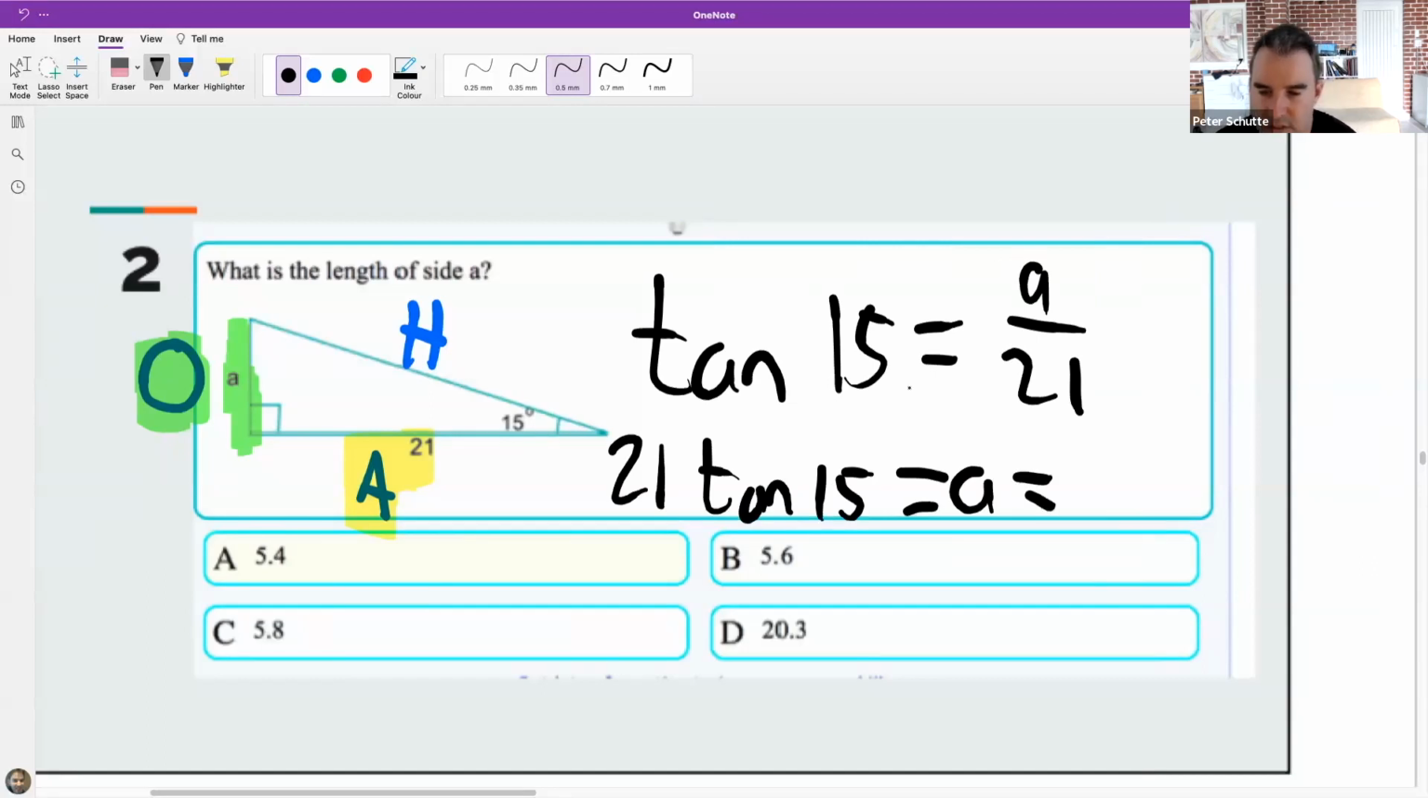Okay, and what did you get? I got 5.6. 5.6. Okay, let me just quickly check. 21 times tan of 15. And I get 5.62, which rounded off, I agree the correct answer is B. That's it. Lovely.